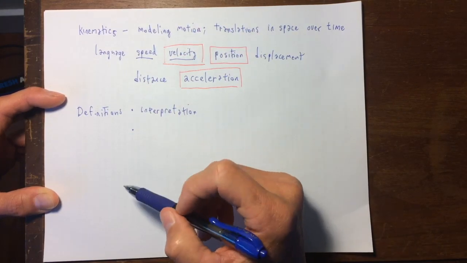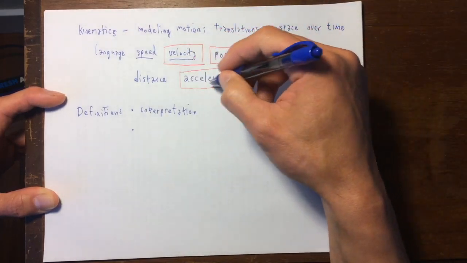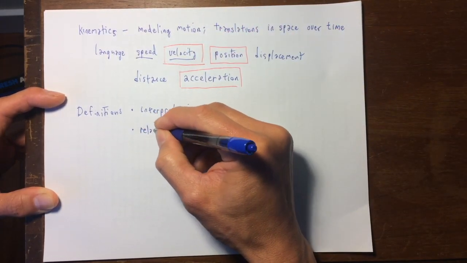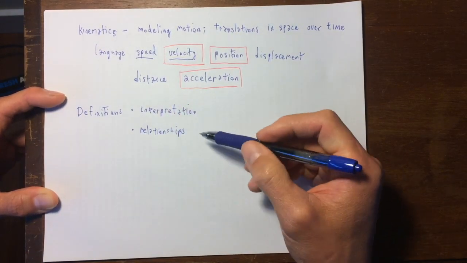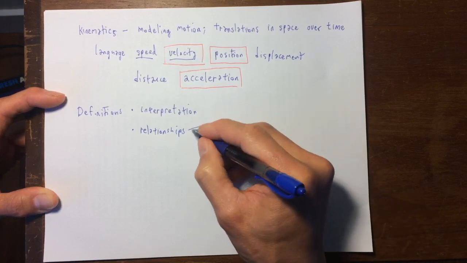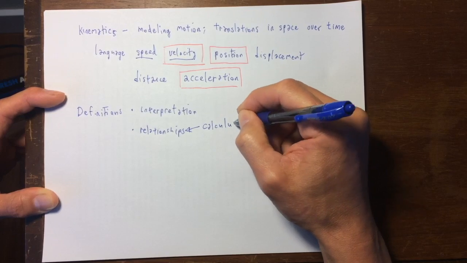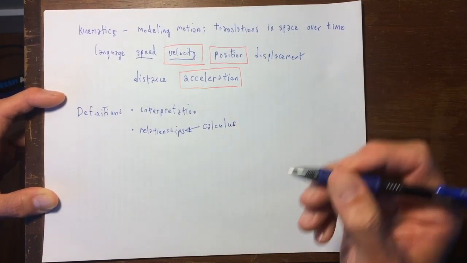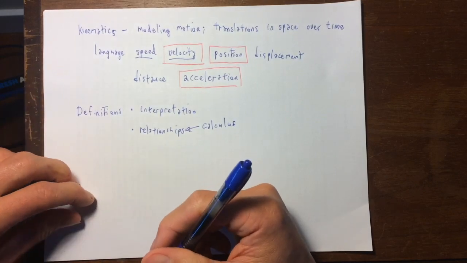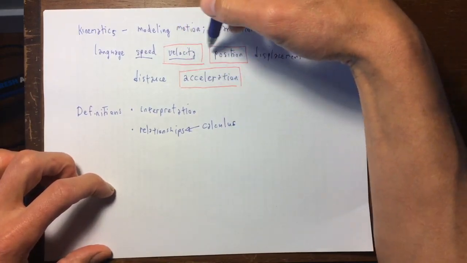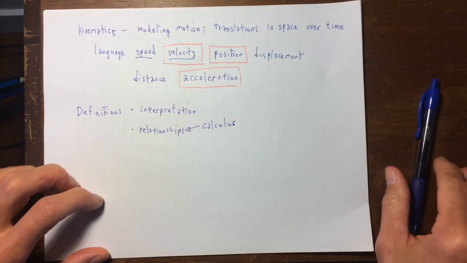Another aspect of clearly defining these things is to define the relationships between them. And I'm going to spend a lot of time on the relationships, because the relationships happen with calculus. So this is a calculus-based introduction to these ideas, but also to the relationships between the ideas.